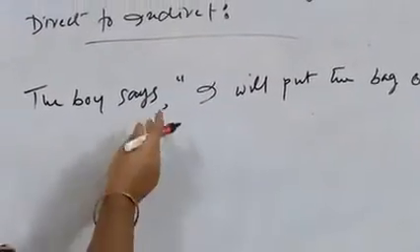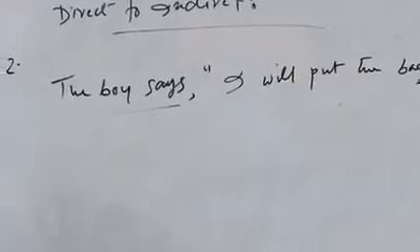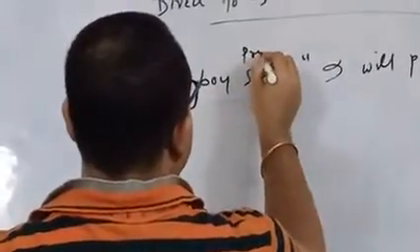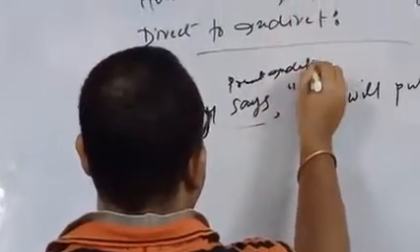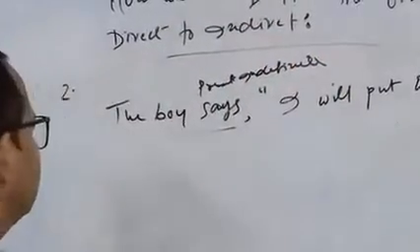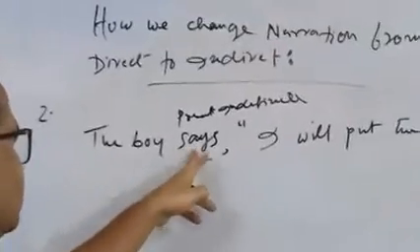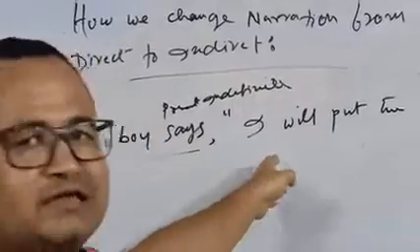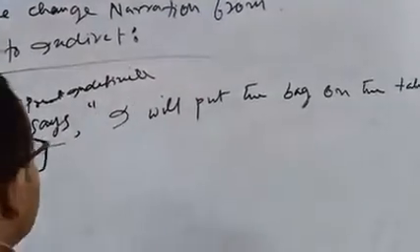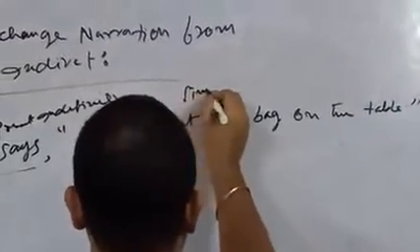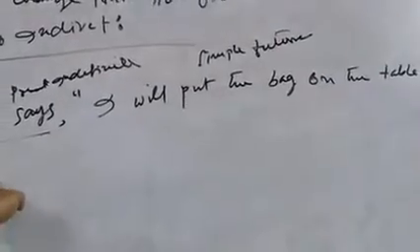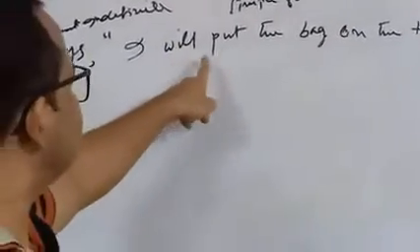The first, the reporting verb. Here the tense of the reporting verb is present indefinite. You can see, because after the subject we are using the first form of the verb. Then the tense of the reported speech is what? "I will put." It is simple future, or you can say future indefinite. So when we change this narration from direct to indirect, we have to keep the same tense, simple future.